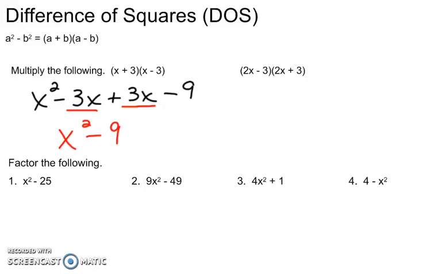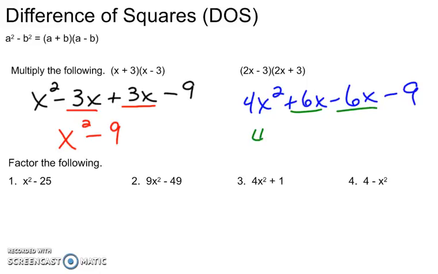Notice the middle will cancel out. Same thing if we multiply 2x minus 3 times 2x plus 3. We're going to have 4x squared plus 6x minus 6x minus 9, with, again, our middle terms canceling out, leaving us with 4x squared minus 9 as the product.